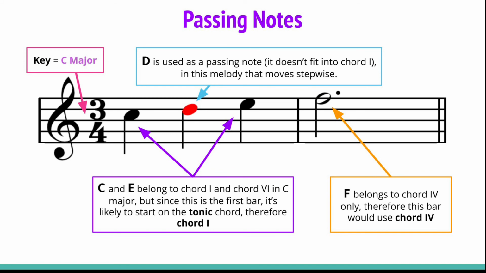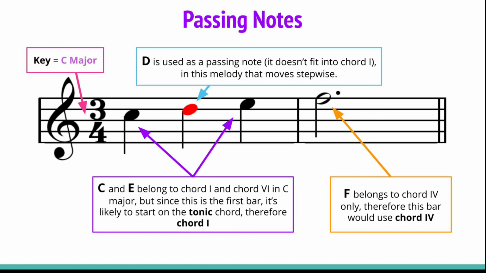First of all, check your key signature. You're in the key of C major. Look at bar 1. C and E belong to chord 1 and chord 6 in C major. But since this is the first bar of the piece, it's likely to start on the tonic chord, therefore chord 1, which is C. The note in the middle is D. D is used as a passing note. It doesn't fit into chord 1, but it's used as a passing note to create a stepwise melody.